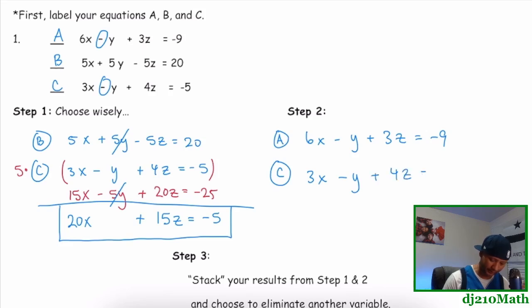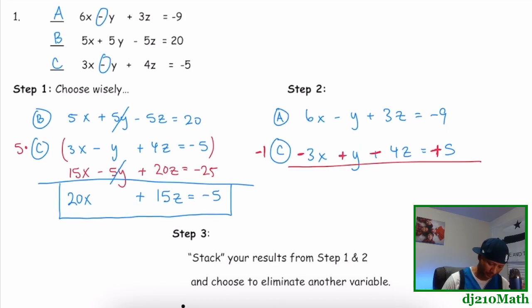So C is 3x minus y plus 4z is equal to negative 5. Again, I'm going to multiply by negative 1, so I'm going to flip the signs of everything. When you're multiplying by negative 1, you could just change the signs of everything. So now when I add, I'm going to get 6 plus negative 3 is positive 3x, and the y is going to cancel. That's what I've designed this to do. 3 minus 4 is negative 1z. Negative 9 plus 5 is negative 4.